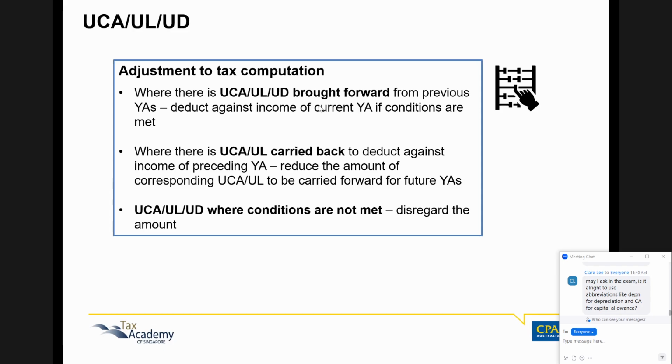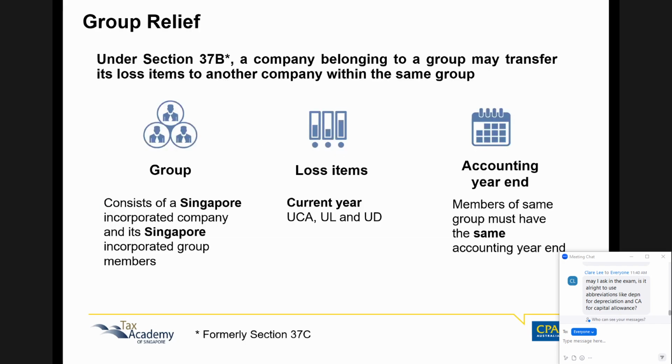So this is what the UCA ULED is about. There's also an e-tax guide on this. If you want to, you can also take a look at it. Okay, now we'll look at group relief. Group relief is also for your info only.